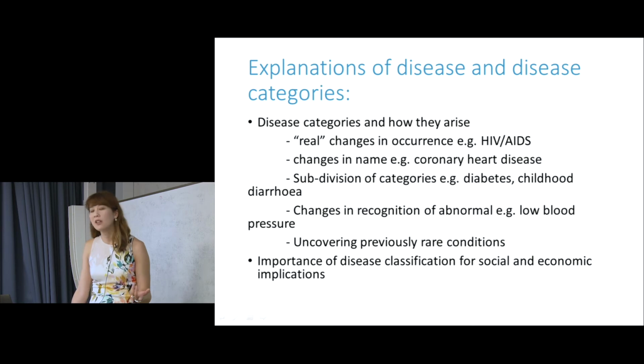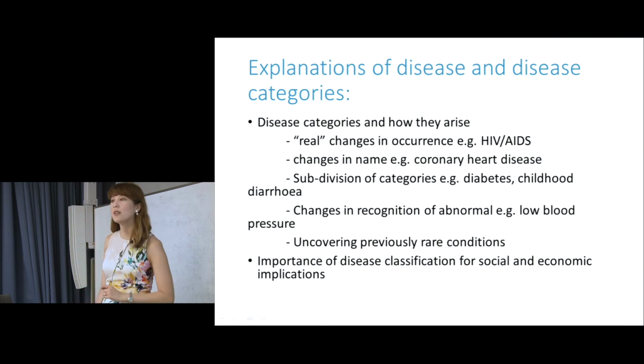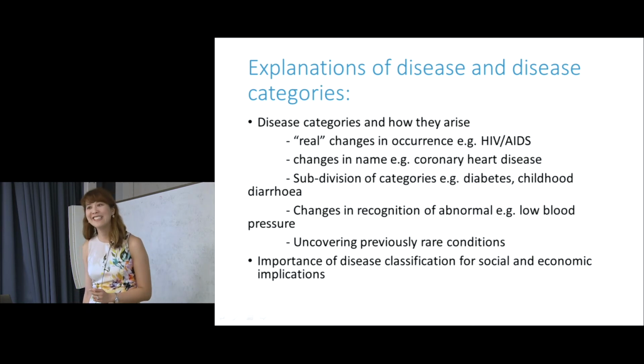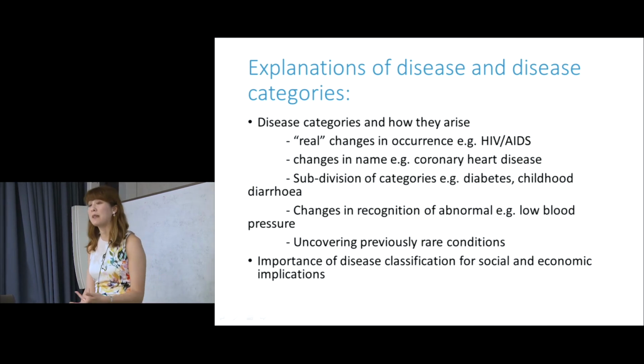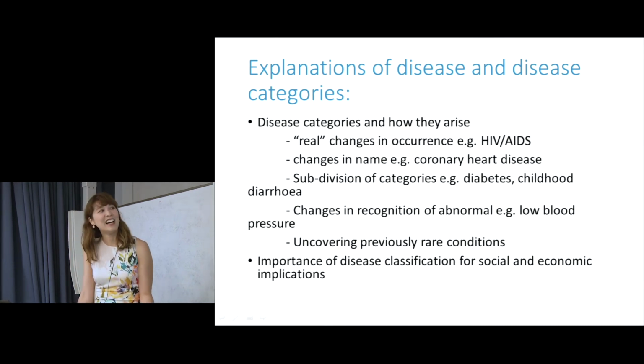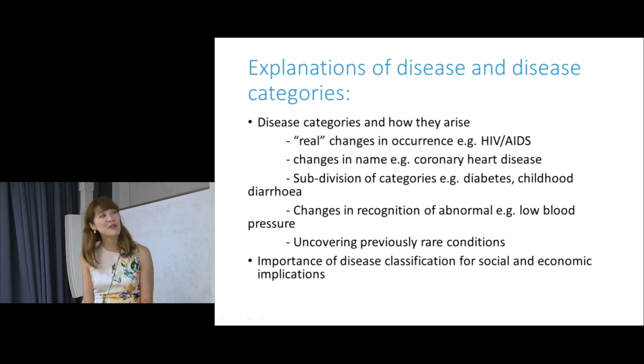Changes in name. Coronary heart disease, what it used to be called, unstable angina, had changed name many years ago. Before that, it was something else. Subdivision of diseases. Diabetes mellitus, diabetes insipidus, type 1 diabetes, type 2 diabetes, more and more different categories, and there's probably more and more you can list.